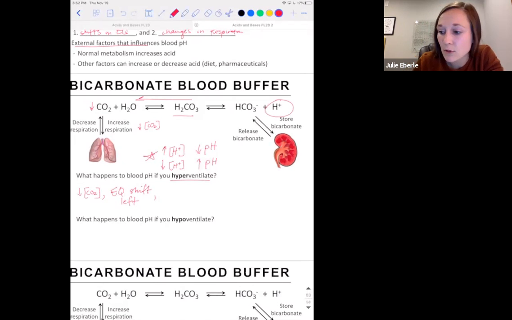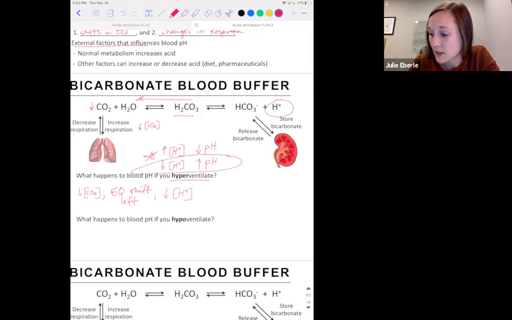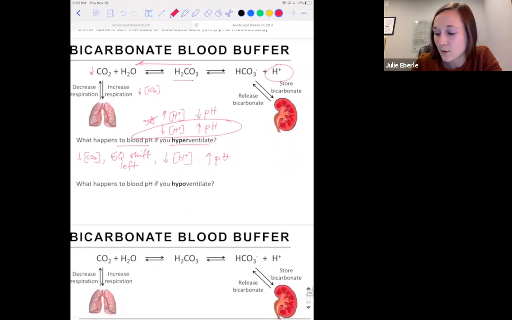So if we shift equilibrium left, what's going to happen to the concentration of H+ in our blood? It will go down. We're using it to shift equilibrium left. And when that happens, pH is going to go up. So the ultimate question here, what happens to blood pH if you hyperventilate? It will raise blood pH. Okay? So it's kind of like a little shorthand code we just wrote. I totally want you to be able to write this for the exam.